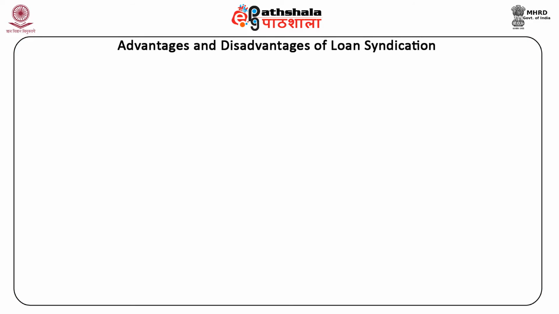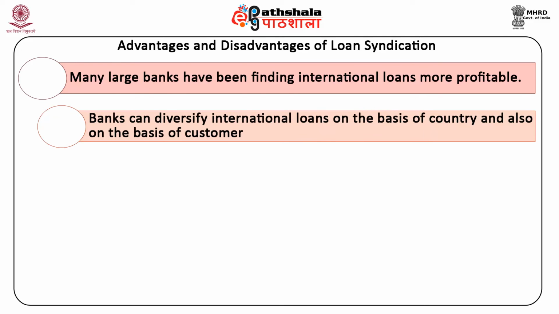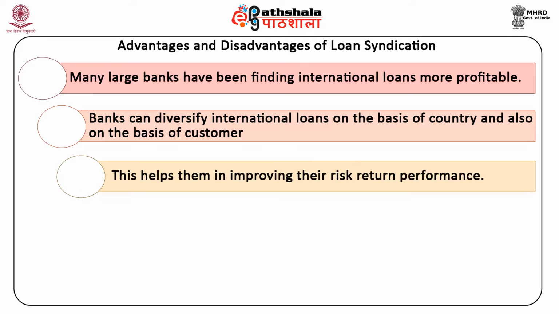We shall now throw some light on the advantages and disadvantages of loan syndication. International lending offers some advantages and disadvantages to the banks. The advantages are: 1. Many large banks have been finding international loans more profitable, as it has impacted their earnings significantly. Such banks include Citicorp, Bank of America, and Manhattan. 2. Banks can diversify international loans on the basis of country and also on the basis of customer. This helps them in improving their risk-return performance.